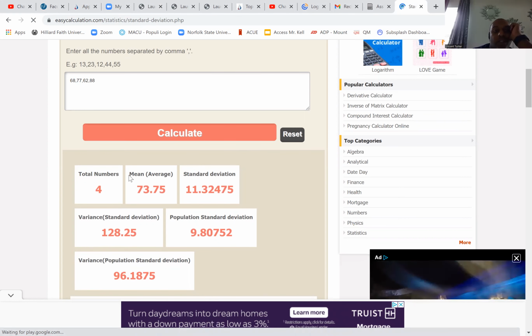Notice here it says population standard deviation and population variance. So it doesn't matter what order you type in, no, the order doesn't matter. You just got to make sure you type in the right numbers. Notice how one of them says just standard deviation, the other one says population. So these two are based on the population. These two are based on your sample.